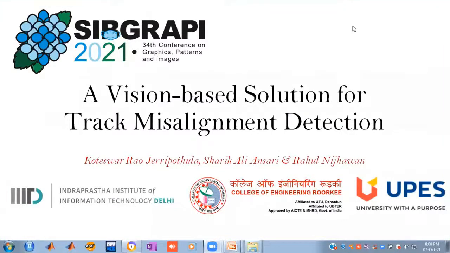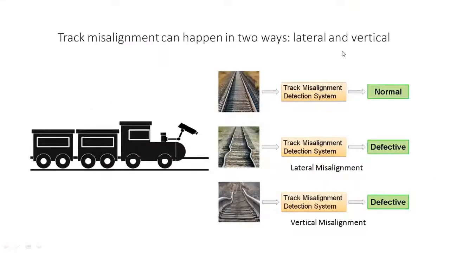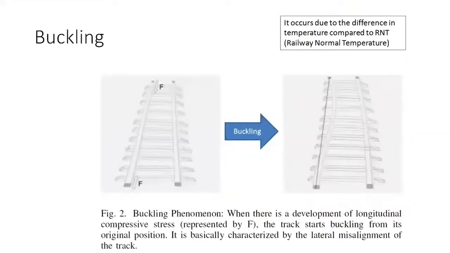Hello, everyone. This is Koteshwar from IIIT Delhi presenting our work titled A Vision-Based Solution for Track Misalignment Detection. We consider two types of misalignments, lateral and vertical. Lateral misalignment can happen due to buckling, where a longitudinal compressive stress develops due to a difference in temperature from what is considered normal.